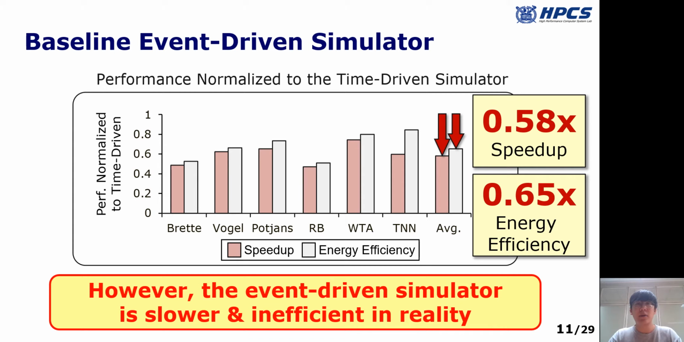However, the baseline event-driven simulator is much slower despite its high potential. Our evaluation using the baseline simulator showed that the event-driven simulator achieves only 0.58 times simulation speed and 0.65 times energy efficiency over the time-driven simulator.